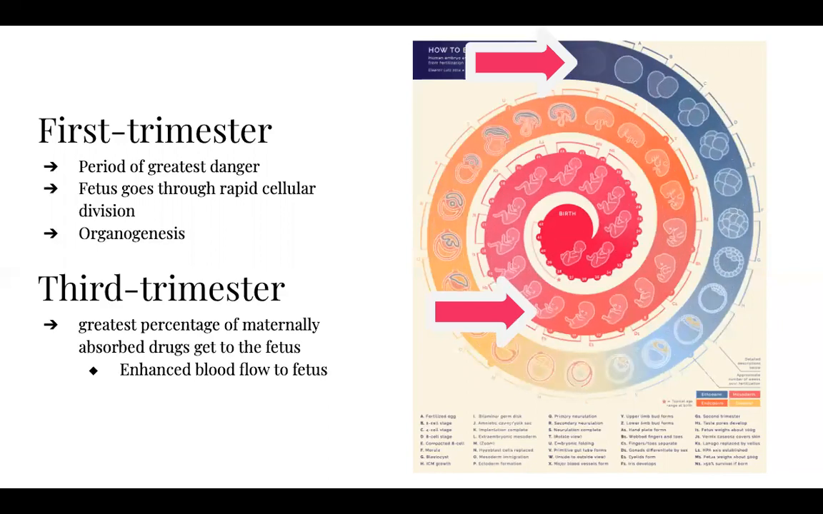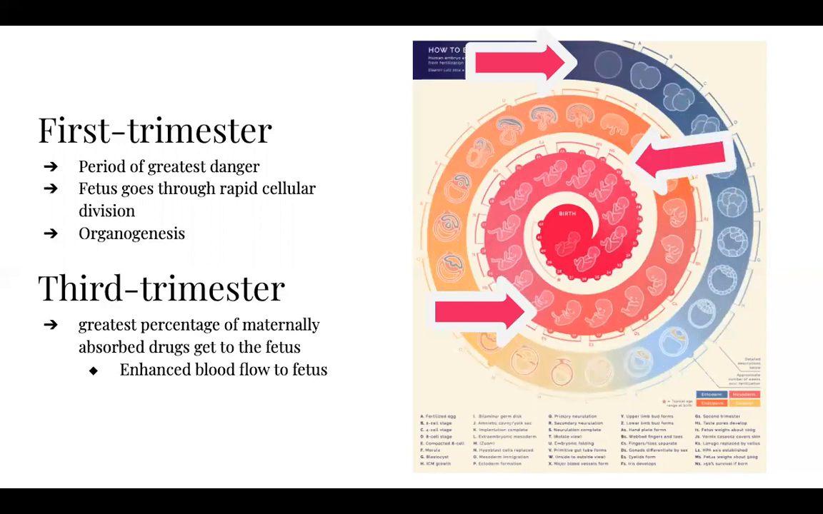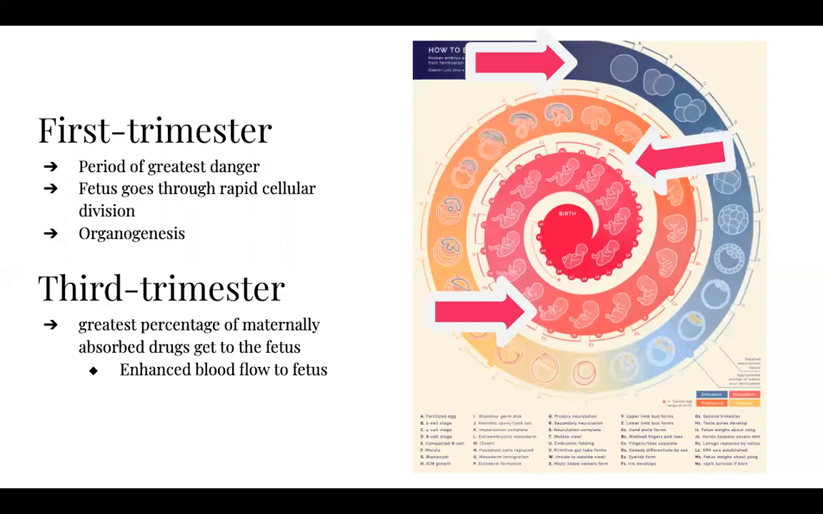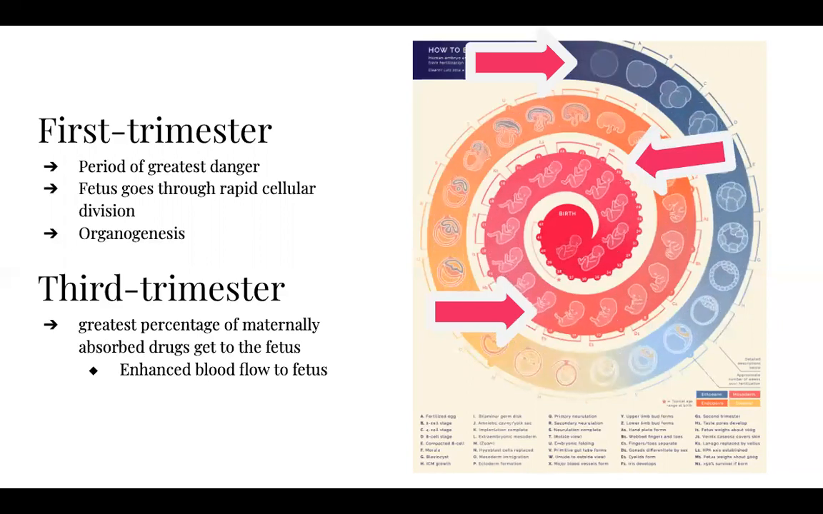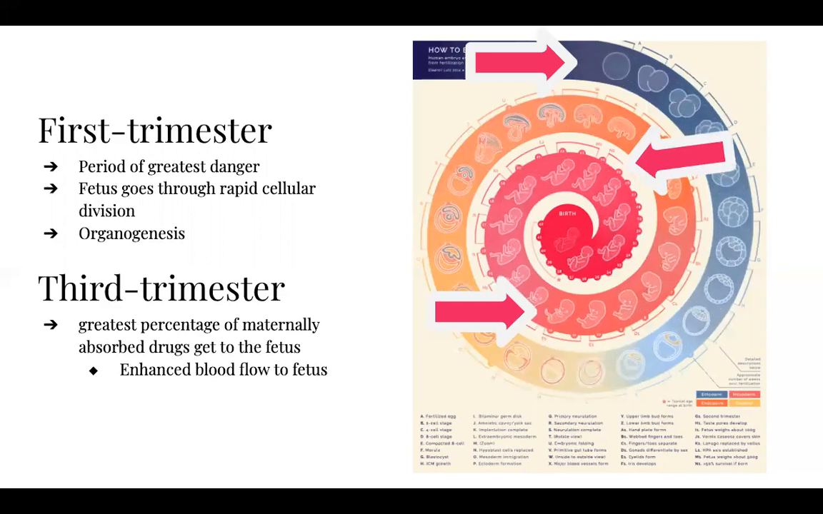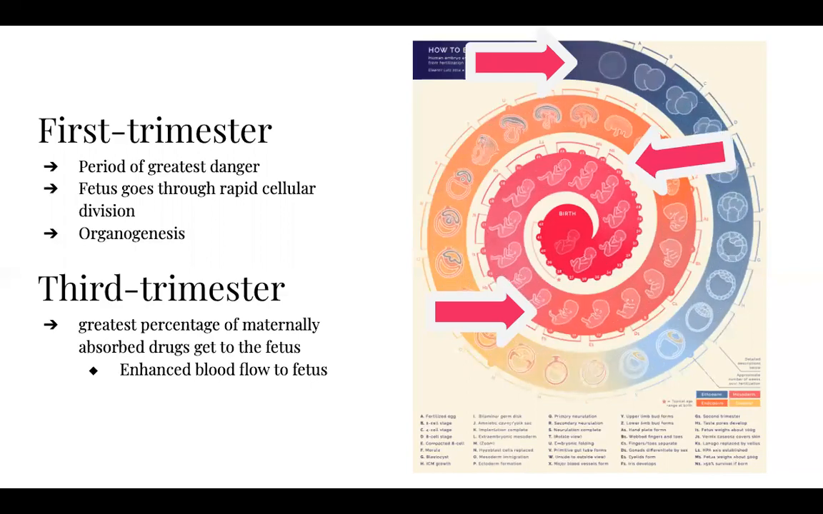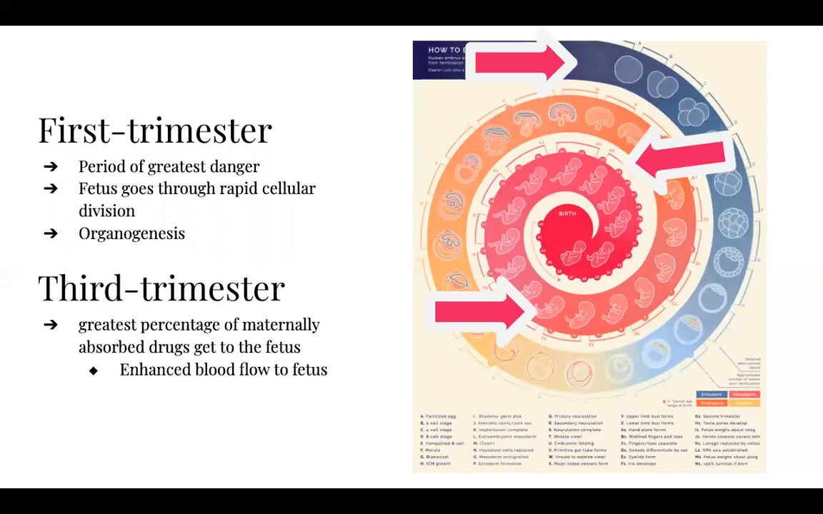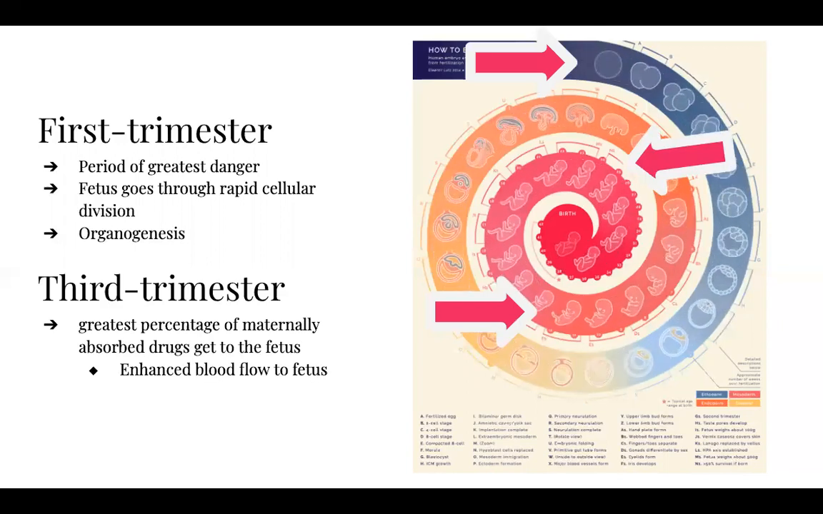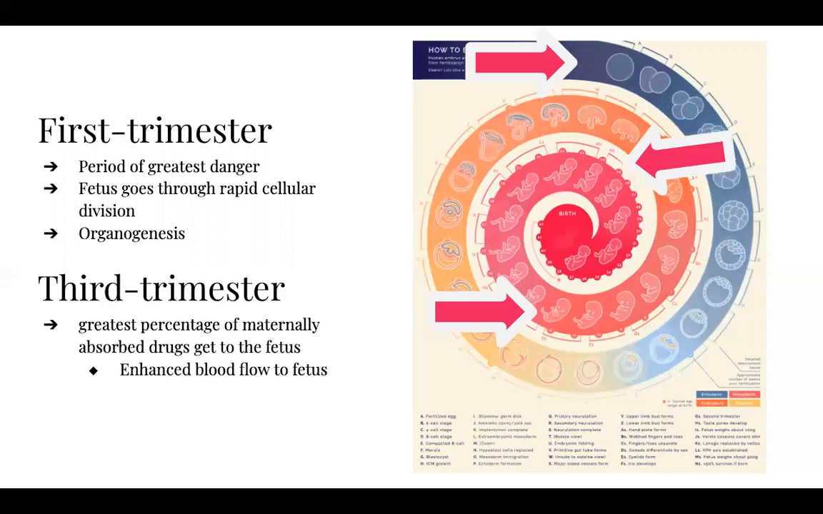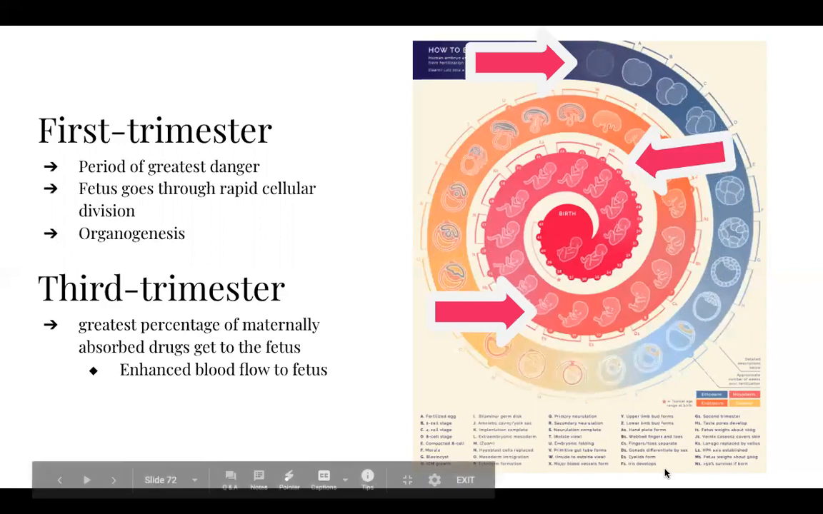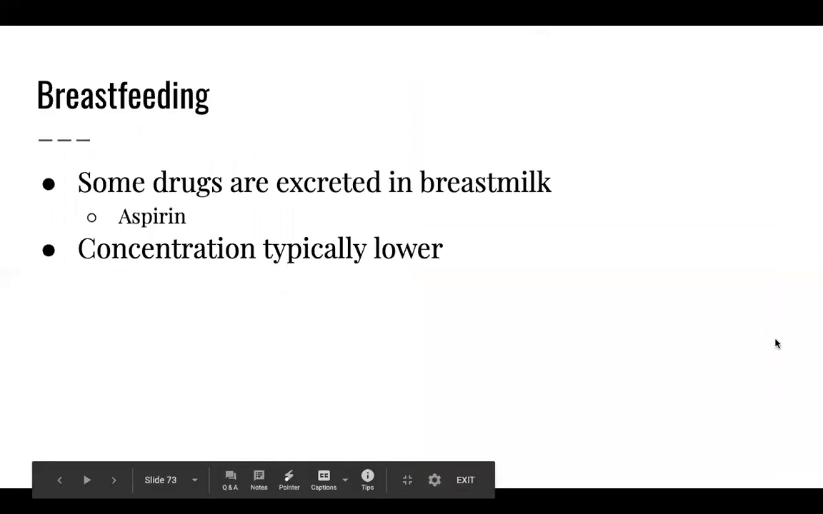The third trimester, which starts at this third arrow, the fetus is bigger here. So the greatest percentage of maternally absorbed drugs gets to the fetus. The fetus has so much blood flow that if the drug is in the maternal bloodstream, a lot more of it is going to get to the fetus.